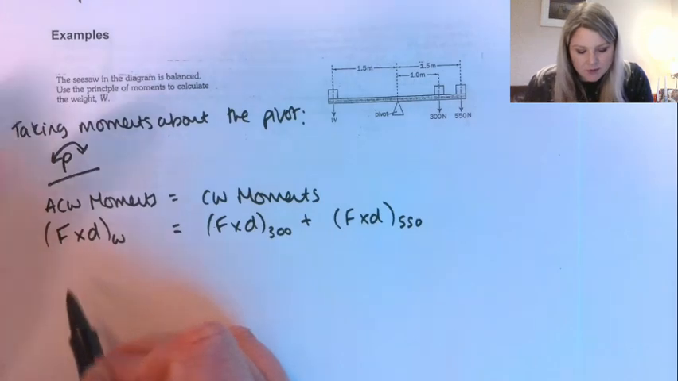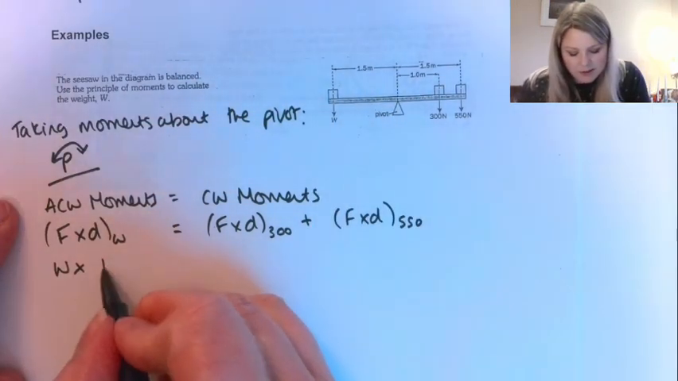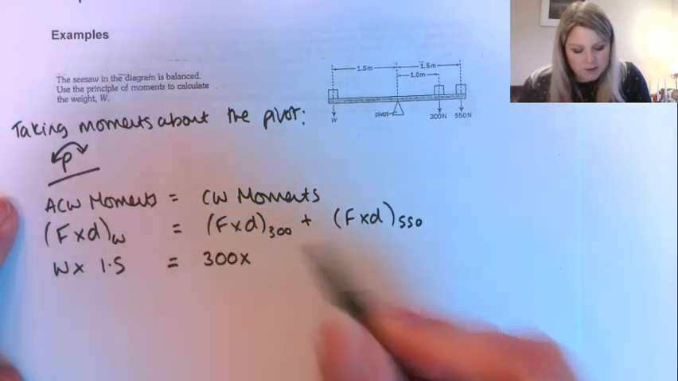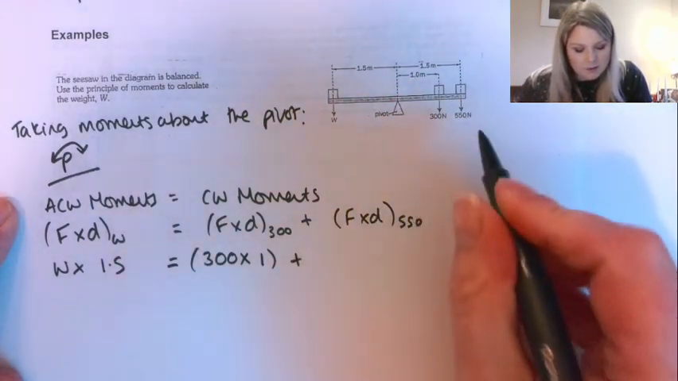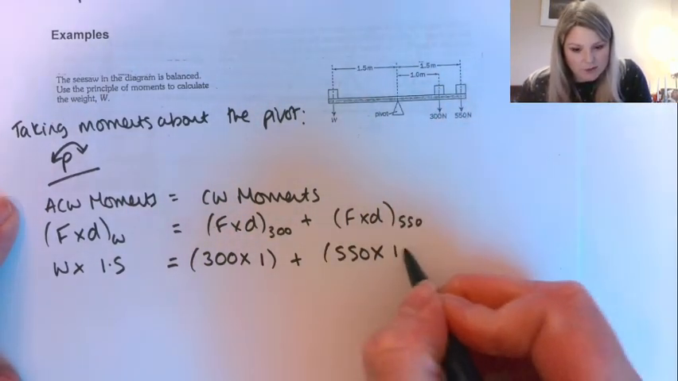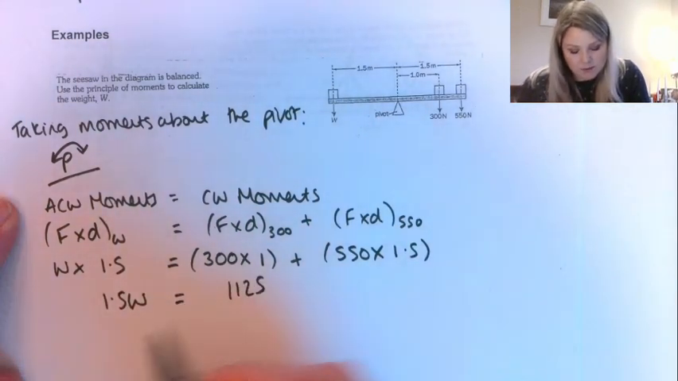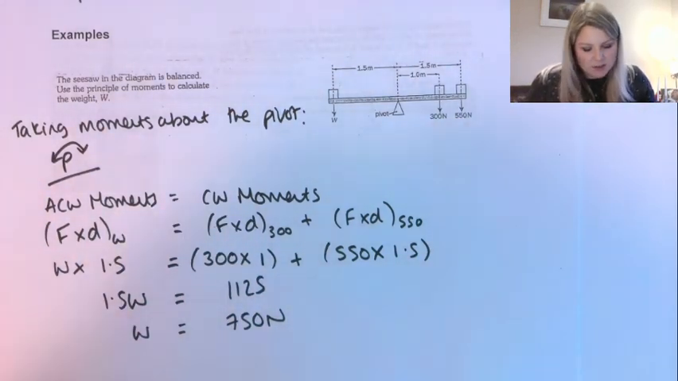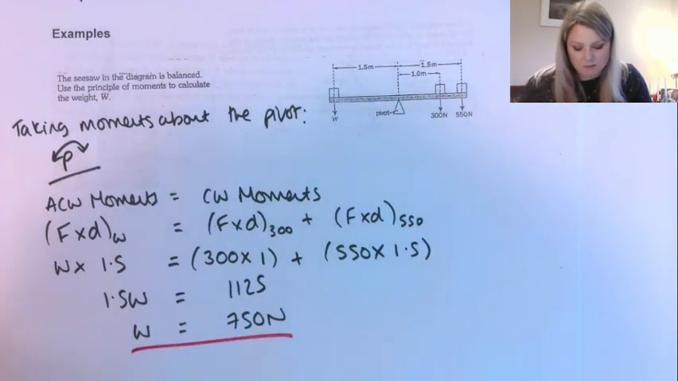Fill in your values. So the force here is W. Distance from this one to the pivot is 1.5. This one, the force is 300, multiplied by the distance it is to the pivot, which is 1. This one, the force is 550, and the distance it is to the pivot is 1.5. So we have 1.5 W equals 1125, which gets 750 newtons. And always have a wee check, does it make sense? 750, yeah, that does seem sensible with those other numbers and the distances involved.